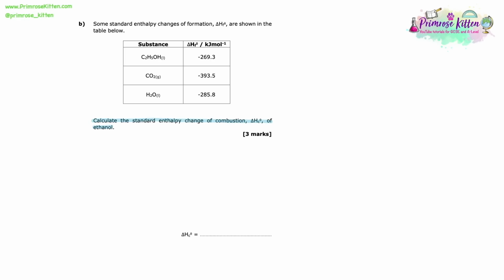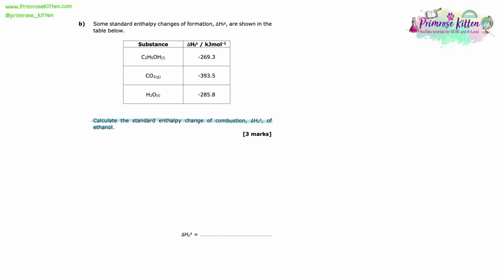So I find a lot of students have issues with these questions because it's asking for standard enthalpy change of combustion. However, they've given you the data, which is standard enthalpy change of formation. So a lot of people will approach this question, and this is going to be a Hess cycle question, using the wrong method. They will use the Hess cycle of combustion rather than the Hess cycle of formation, and that would be a massive misstep in this question.